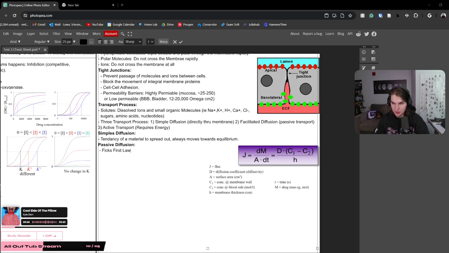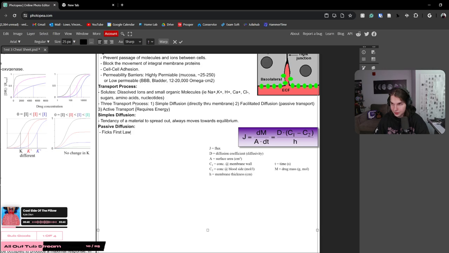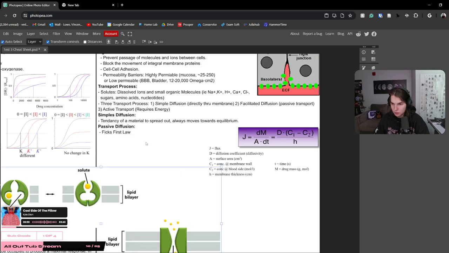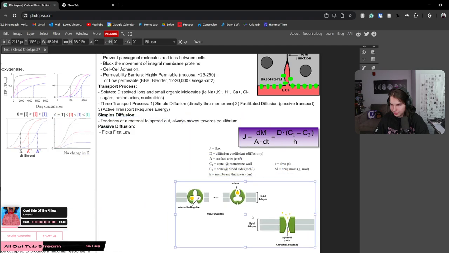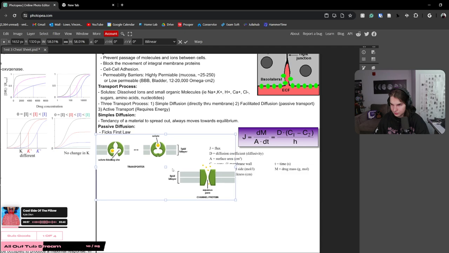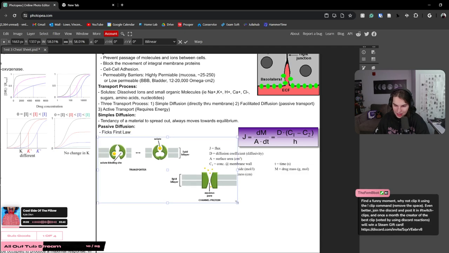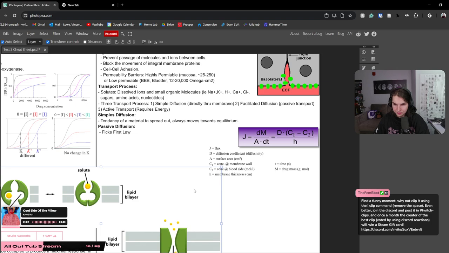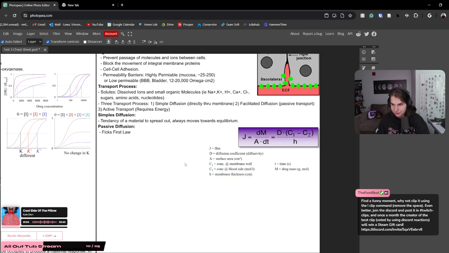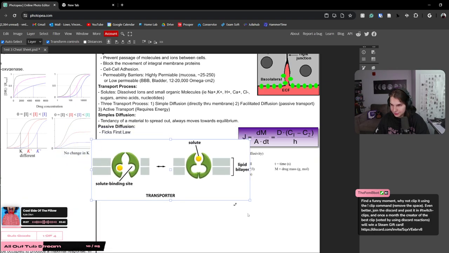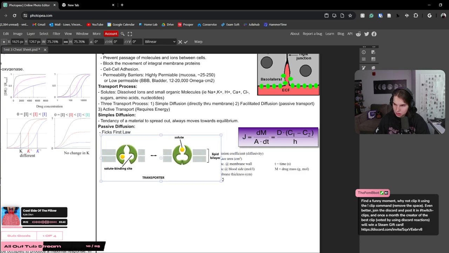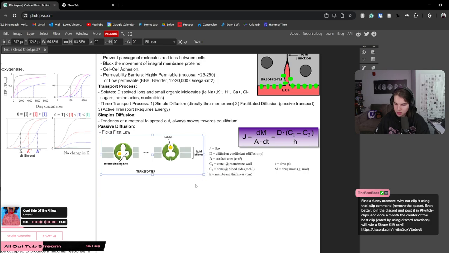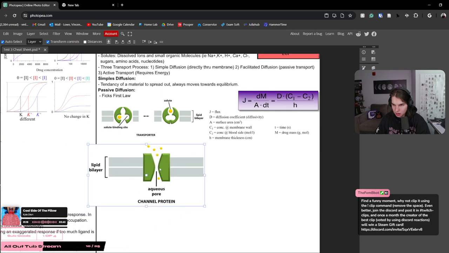Let me copy these two things. Yeah, there you go. Oh, that's so close to working. Okay, wait, I actually have an idea. Let me just copy one of them. Okay, perfect chat. So, transporters. We have transporters, and then we have channel proteins.